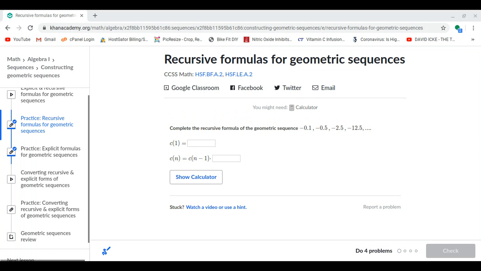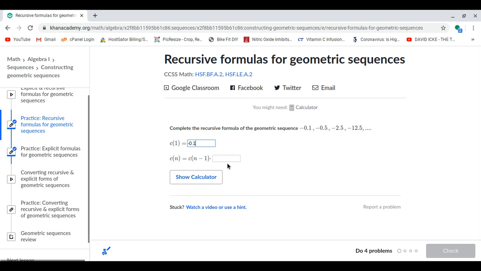So we're going to complete the recursive formula of the geometric sequence negative 0.1, negative 0.5, negative 2.5, and negative 12.5. So my first step is I'm going to enter the first number in the sequence, which is negative 0.1. My next step is to figure out what the previous number, that's this c of n minus 1, that represents the previous number, is going to be multiplied by to get the next number. That's the c of n. It's basically the nth term in the sequence.